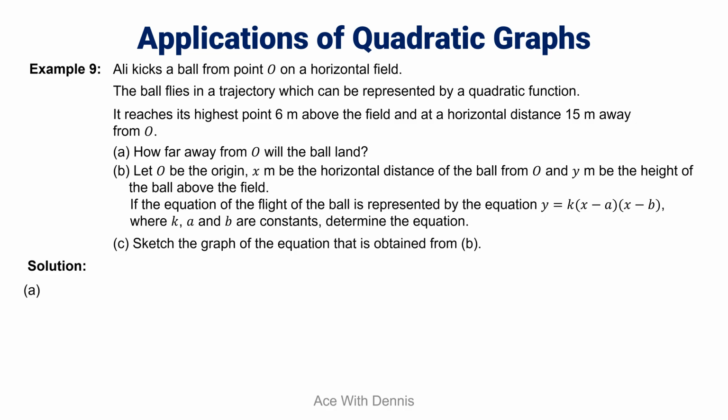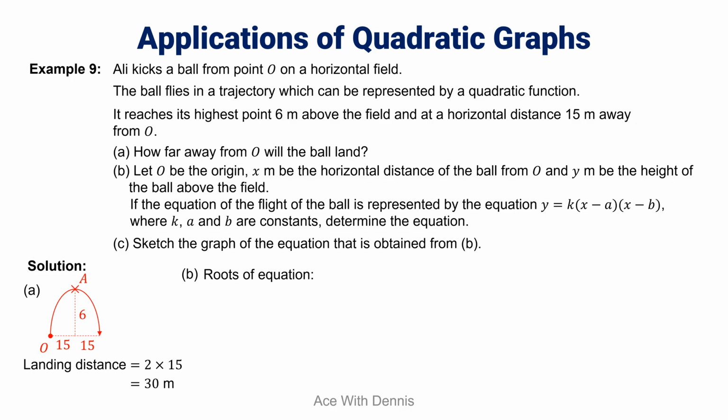So here's the solution for A. Let's sketch the diagram. This is the ball, kicked to form a trajectory pattern. This is O, this is the highest point, A, and it is 6 meters above the field. This will be 15 meters, and this will also be 15 meters. Hence, the landing distance will be 2 times 15 meters, which is 30 meters.